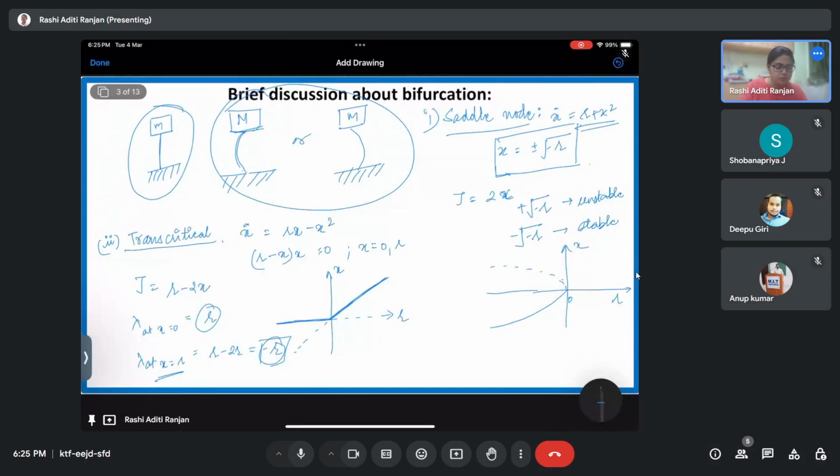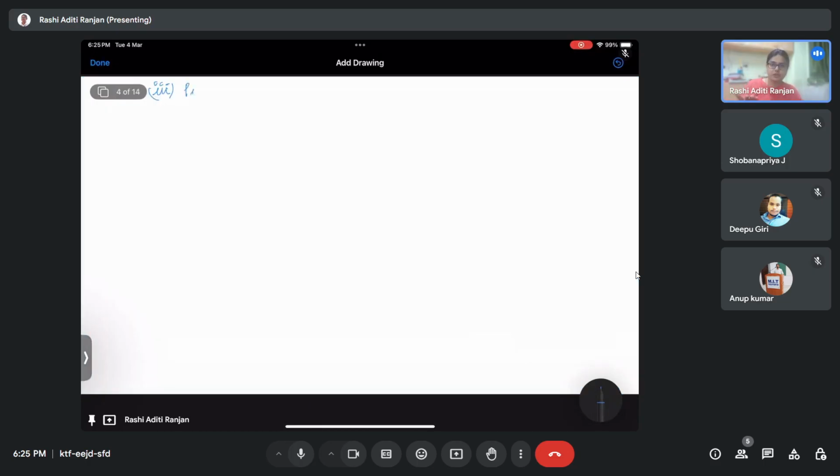Third, if I talk about the pitchfork bifurcation, it was essentially of two different types. One was the supercritical, another one was the subcritical. Right, so among them, if you remember, the equations had a third algebraic power, right? If I talk about first the supercritical, the equation was nothing but x dot equals r x minus x cubed. Right, this was the equation.